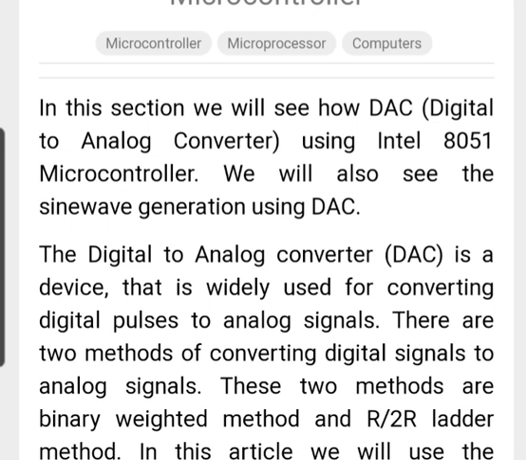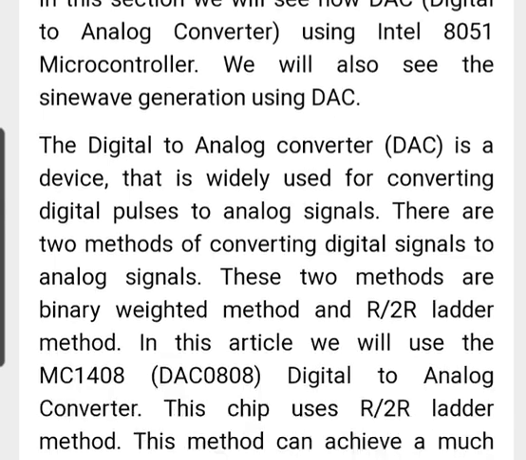These two methods are the binary weighted method and the R by 2R ladder method. So this chip uses the R by 2R ladder method, and this method can achieve a much higher degree of precision.